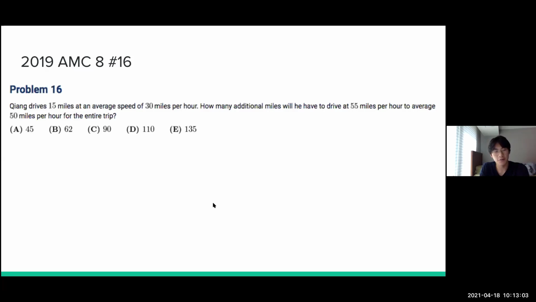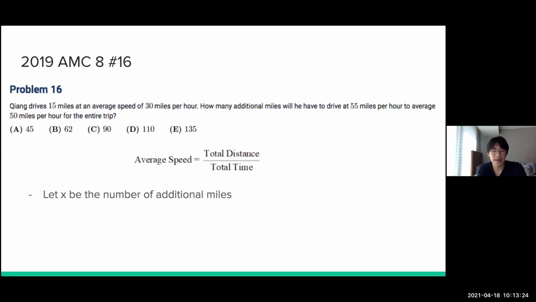Before we get into the solution, you should know that speed equals distance over time. Now, this isn't necessarily a mathematical concept. I suppose it's closer to physics. But if you're solving mathematical questions, you should know this, and you have to know it for this question specifically. So let's let x be the number of additional miles, since that's exactly what we're looking for in this question.